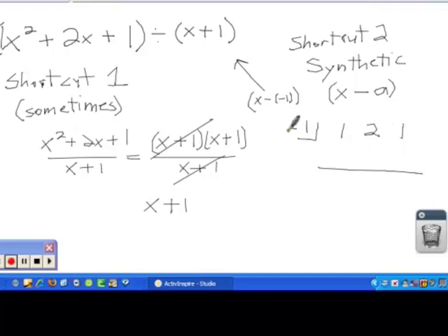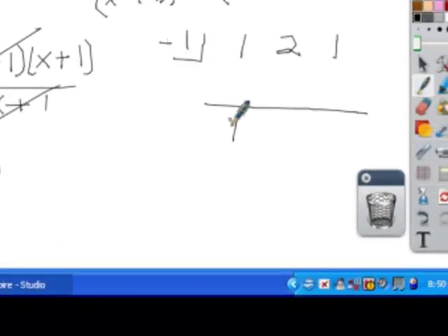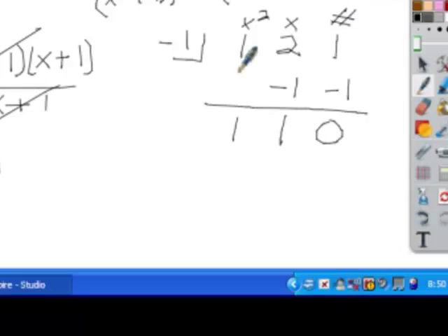And now, because I've changed this sign and made it the opposite, I bring down, and I can multiply, and then I can add instead of subtract. So negative 1 times 1 is negative 1, and then I add the columns. I get 1. Negative 1 times 1 is negative 1, and I add the columns. I get 0. Now, this was my x squared column. This was my x column. This was my number. When you use synthetic division, everything's been reduced by 1. So this is now the x column, and this is now the number column, and this is now your remainder.